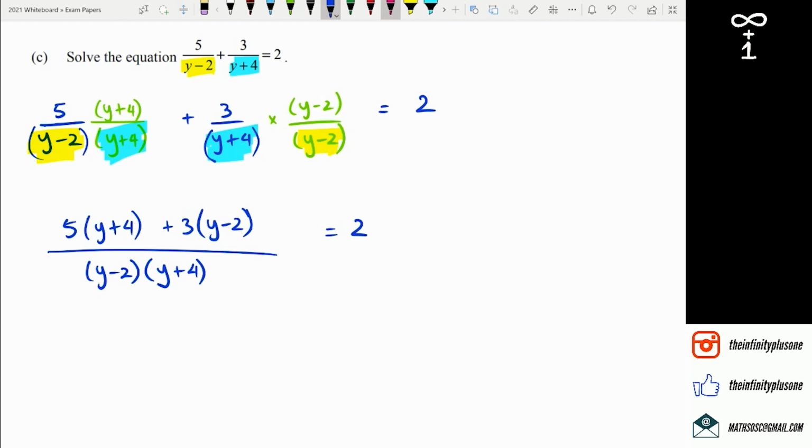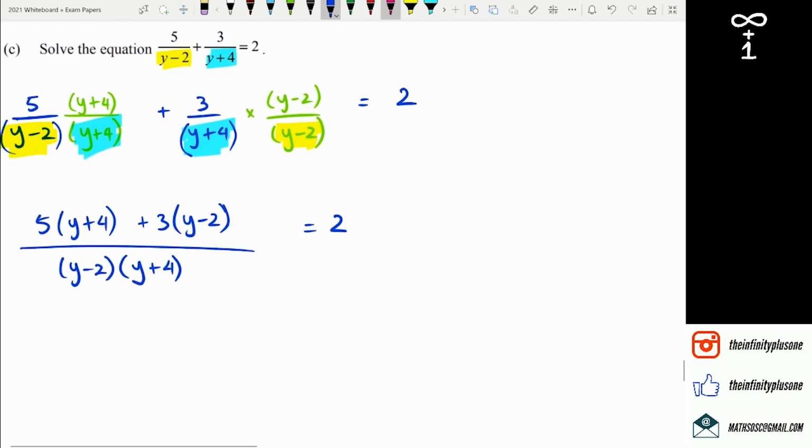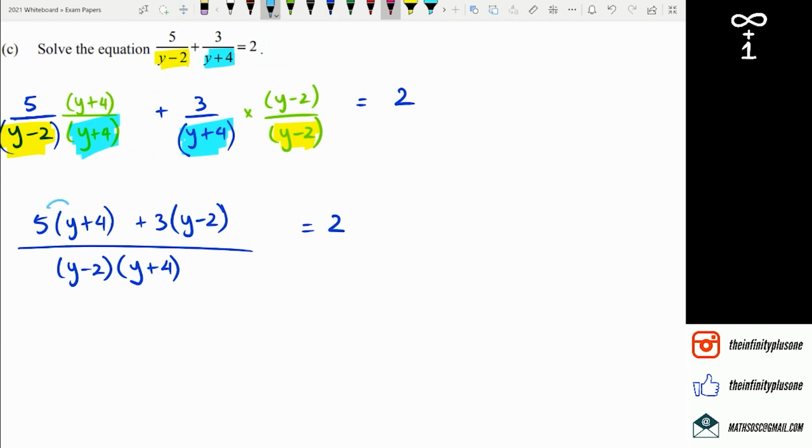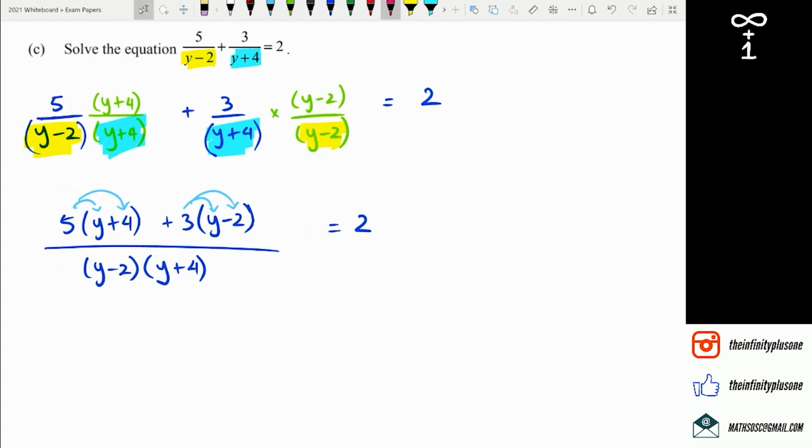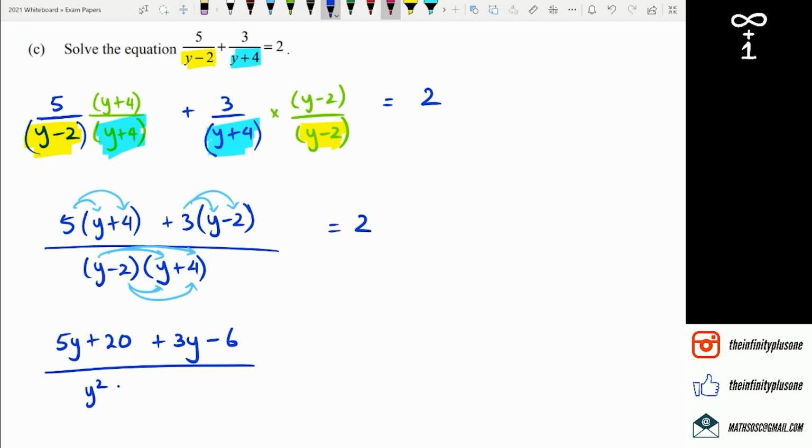So at this point, what I need to do is expand the brackets in the numerator and the denominator as well. So in the numerator, I've got 5y plus 4, 3y and negative 2. And in the denominator, I've got a quadratic, so I've got to do the whole FOIL method. Let's do the numerator first. 5 times y is 5y, plus 5 times 4 is 20, plus 3 times y is 3y, 3 times negative 2 is negative 6. And that whole thing is divided by y squared plus 4y minus 2y minus 8. Now that's all equal to 2.